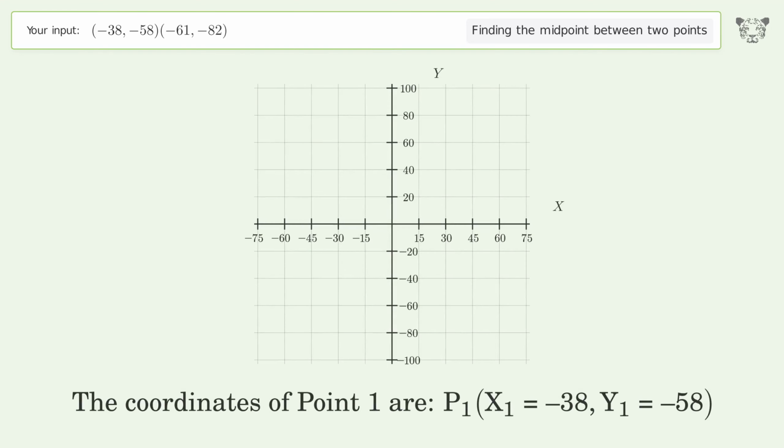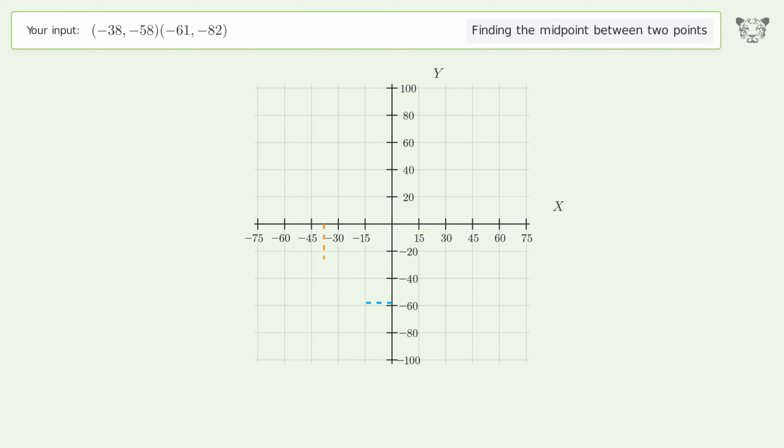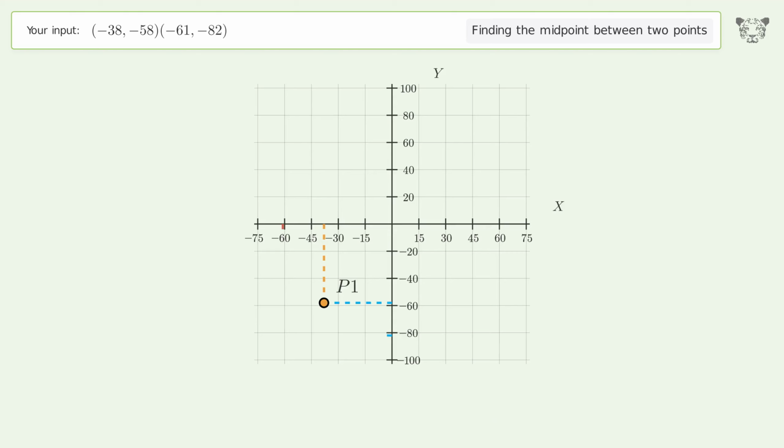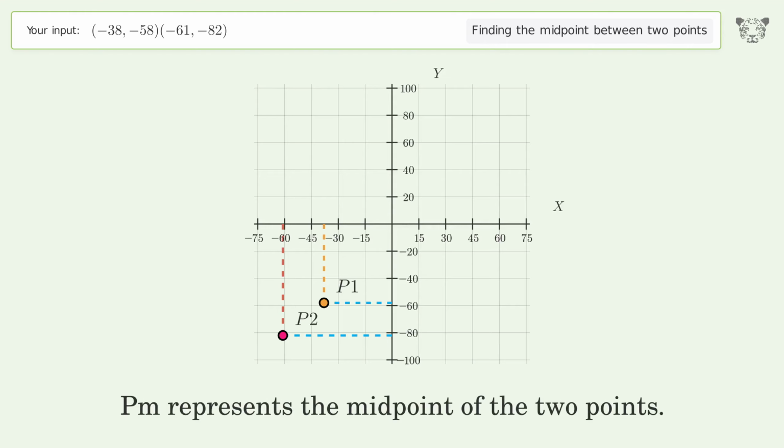The coordinates of point 1 are, x1 equals -38, y1 equals -58. The coordinates of point 2 are, x2 equals -61, y2 equals -82. PM represents the midpoint of the 2 points.